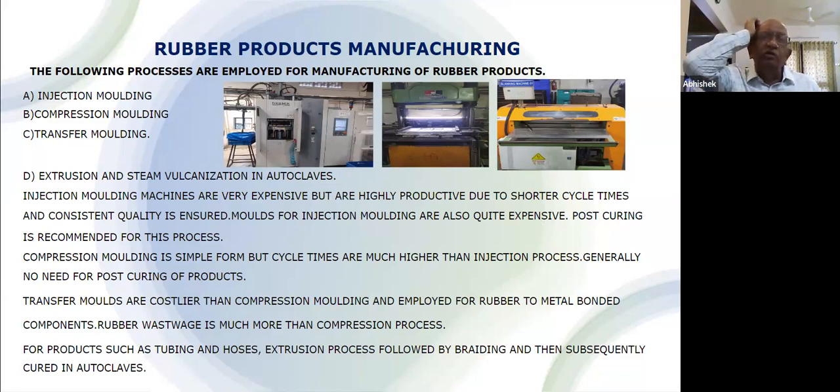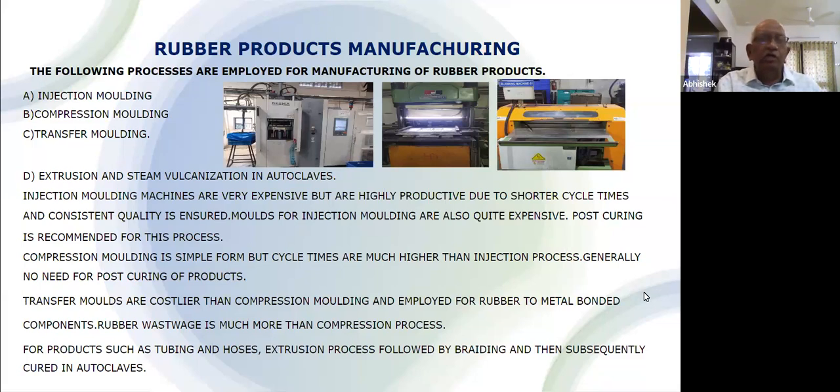Compression molding is the simplest form of molding process for rubber product. It doesn't require much complicated molds either. The only problem is it requires a very high cycle time, maybe of the order of 7 to 8 minutes, depending on the rubber product thickness.